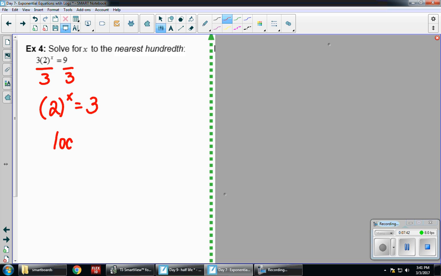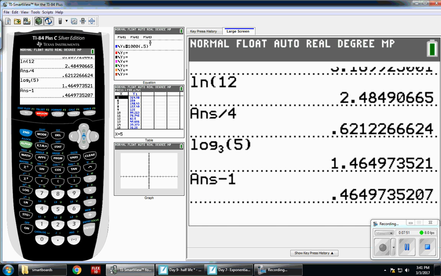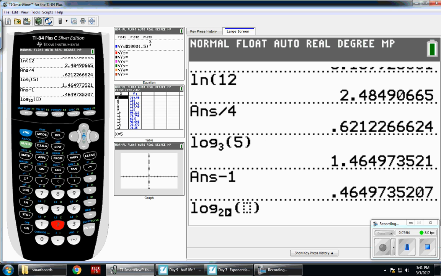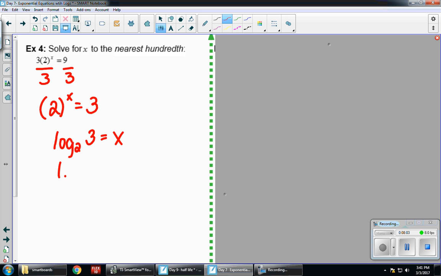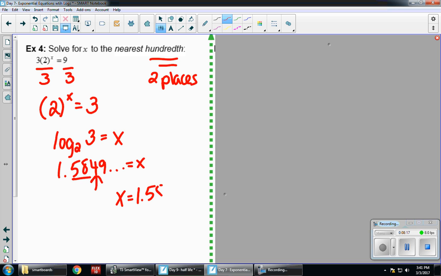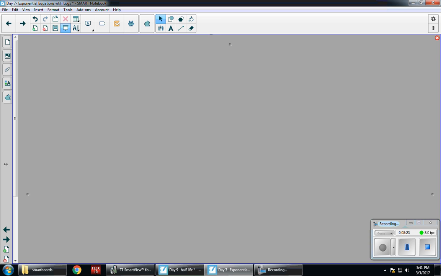Keep the base, log base 2 of 3 equals x. Go to my calculator, alpha window 5, log base 2 of 3, 1.5849 is equal to x. They want it to the nearest hundredth, so this is 2 places. So 2 places, 4 tells me to stay. X equals 1.58. Let's take a look at one last example.